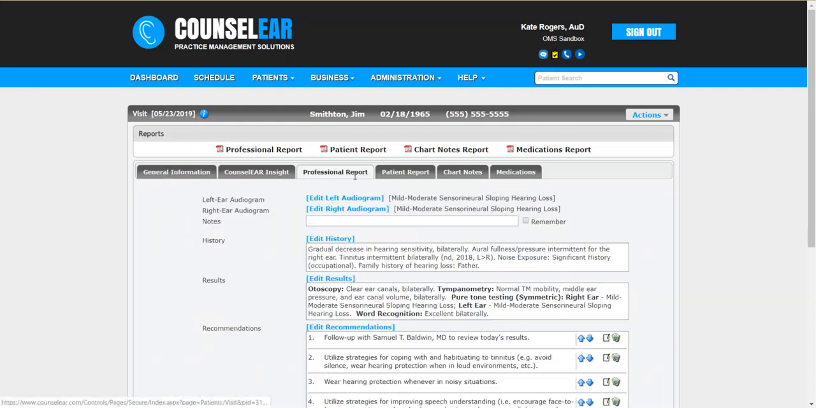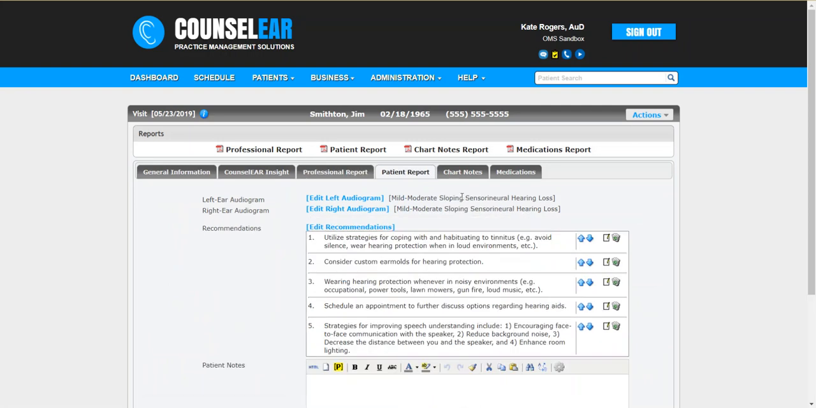So we've already performed testing, we've already got some work done in here, and we're going to focus on the patient report tab. This is where Counselor is going to take the classification of the hearing loss. It's going to automatically have pulled that over from the results within the professional report within the audiogram screen. It'll have any recommendations loaded that were created during the case history portion of the visit with the patient.